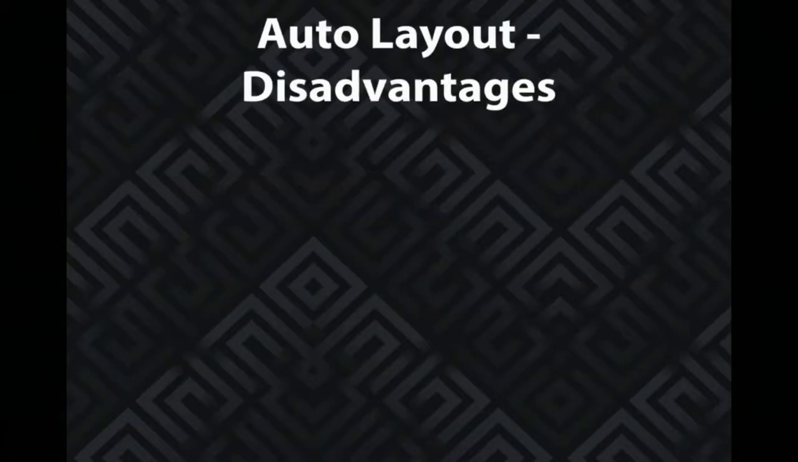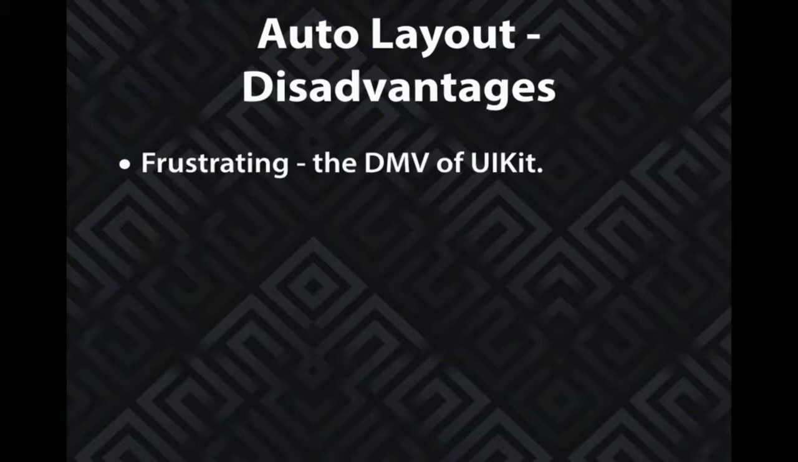But of course, like everything in life, there's some disadvantages. To me, auto layout is the DMV of UIKit. It is a very unforgiving API. If you didn't set translatesAutoresizingMaskIntoConstraints to false, back of the line. You didn't activate your constraint, it's not going to be there. It's very unforgiving. So if you don't give it the exact right inputs, stuff is not going to work.